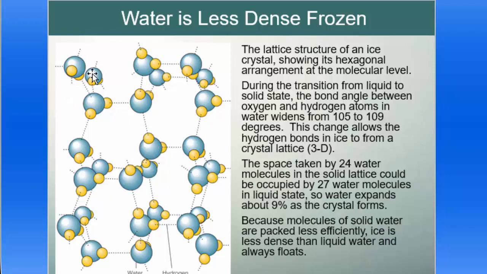Now, at this point, these are all individual water molecules. The space taken up by 24 water molecules in solid lattice could be occupied by 27 or significantly denser amount of water molecules in a liquid state. So solid water is less dense. It's 9% less dense. And because of that, again, ice always floats.